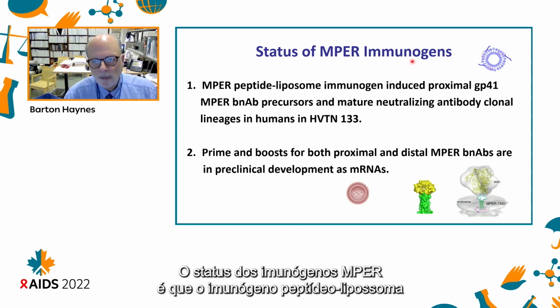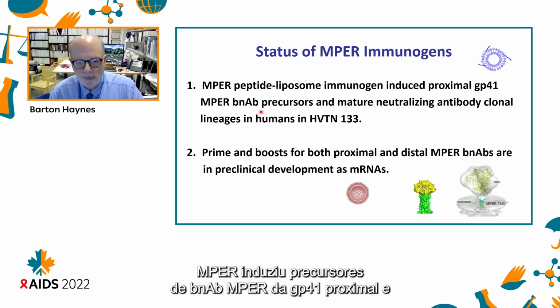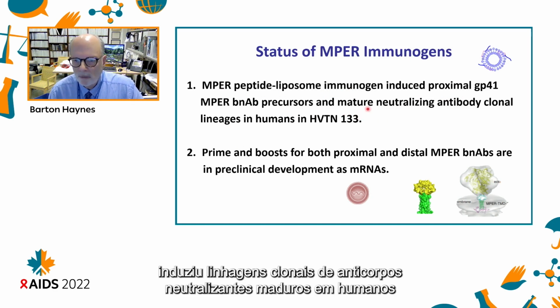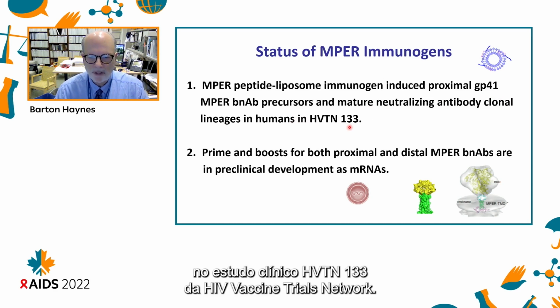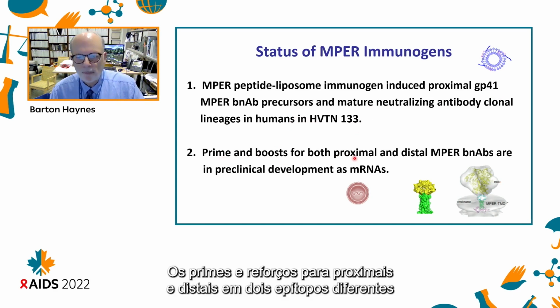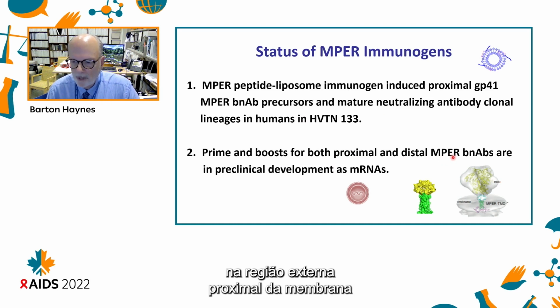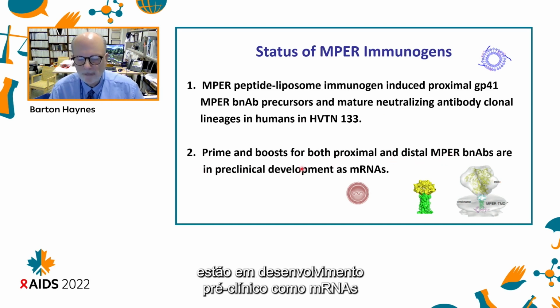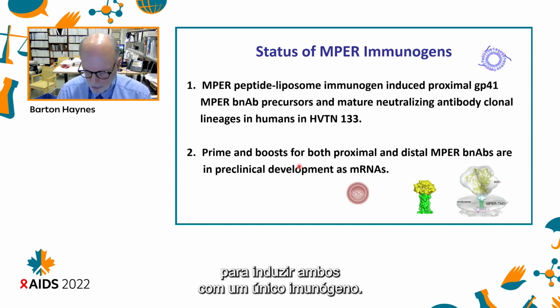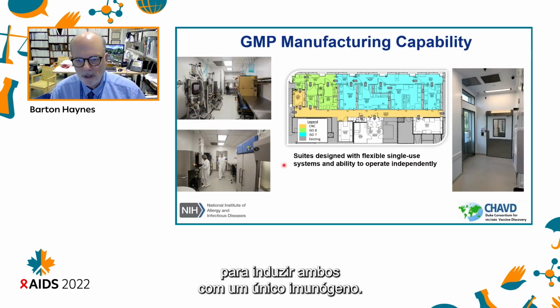So the status of MPER immunogens is that the MPER peptide liposome immunogen has induced proximal GP41 MPER bnAb precursors, and also induced mature neutralizing antibody clonal lineages in humans in the HVTN 133 clinical trial, HVTN being the HIV Vaccine Trials Network. The prime and boost for both proximal and distal, the two different epitopes in the membrane proximal external region, are in preclinical development as mRNAs to induce both of these with a single immunogen.